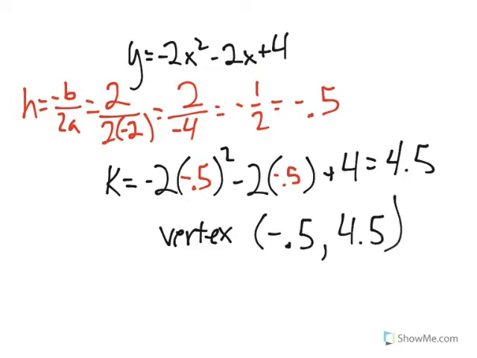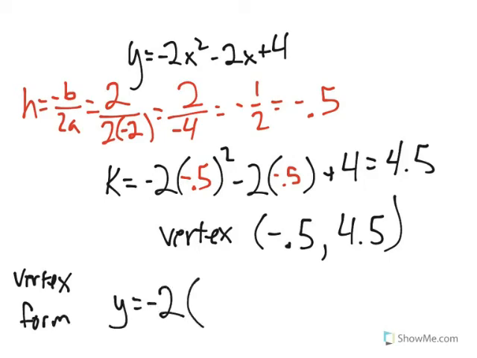Now if I wanted to write it in vertex form, it's y equals, and I need the a value, which in this case is -2, times x minus h. Since it's minus a -0.5, I'm going to write it as x plus 0.5 squared plus k, which in this case is 4.5. So there's my vertex form.